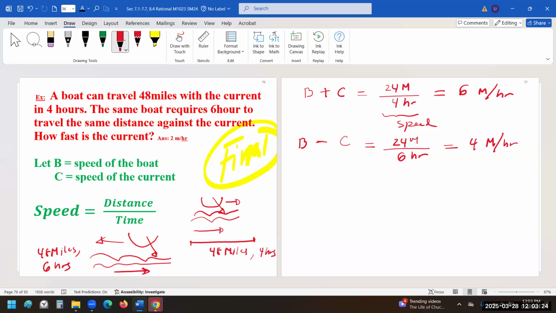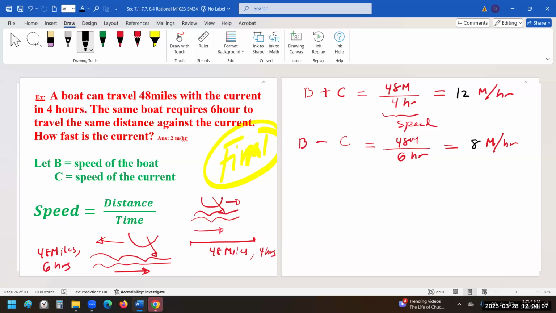Oh, I did something wrong. How did I get 24? It's 48. That's why it sounds weird. 48 miles. So 4 goes into 48, 12 times. And 6 goes into 48, 8 times. So when they're going against one another, it's 8 miles per hour. So your speed is lower. That's why it takes longer to return to your home.